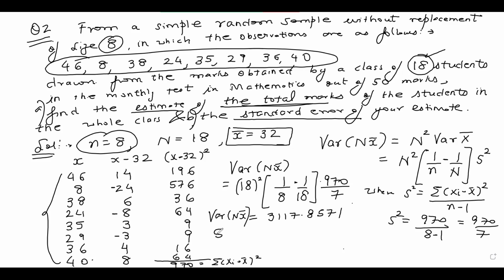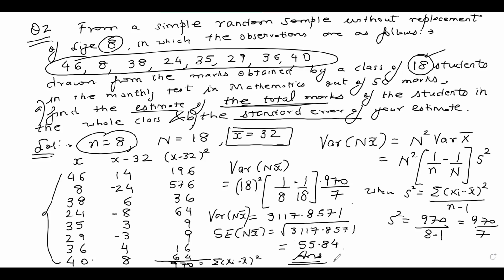So standard error. Standard error of nx bar will just be the positive square root of variance. The positive square root of variance is 55.8. So this is the final answer for this particular question.